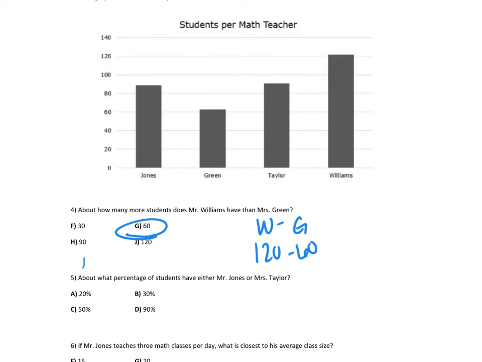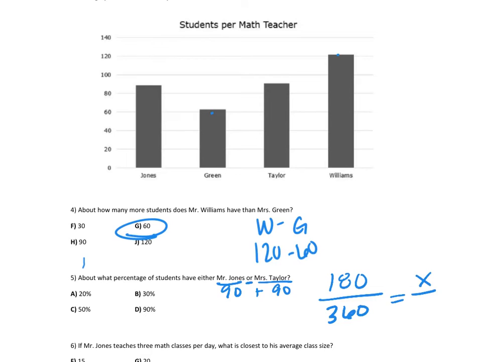About what percentage of students have Mr. Jones or Mrs. Taylor? So what would we do there? We would add. Mr. Jones is 80, or I say 90. Would y'all say about 90? Okay, 90. And then Mrs. Taylor is about, it looks like a little bit more, but it's about 90, right? So 90 plus 90 is 180. Out of how many total? I would add 60, which is 240, and about out of 360.